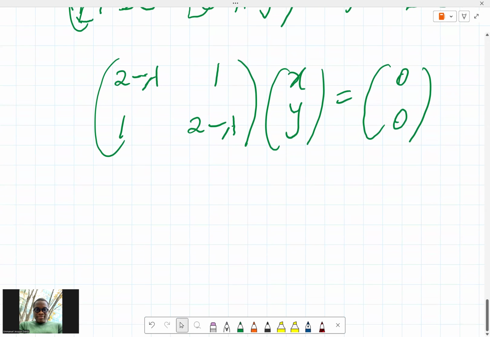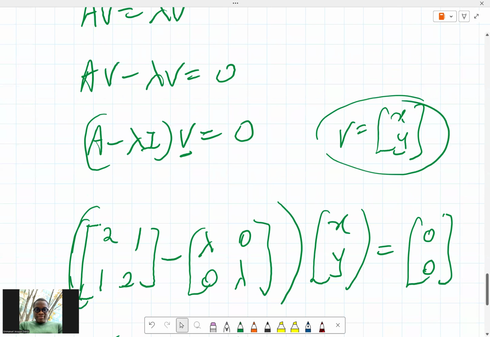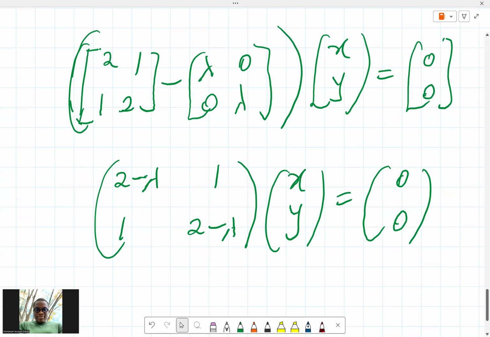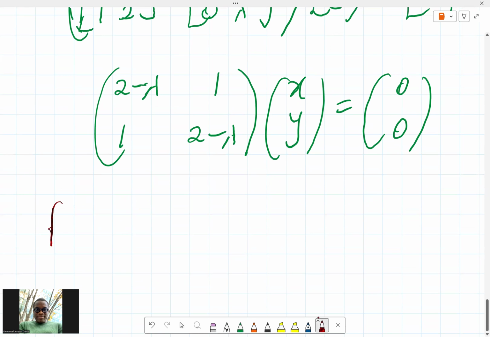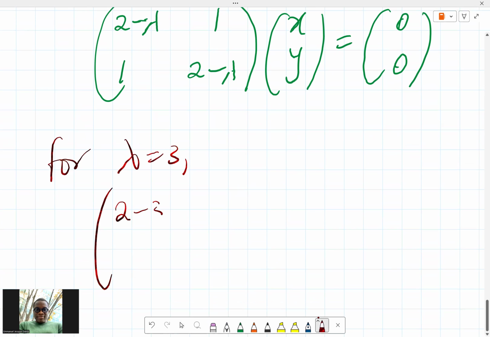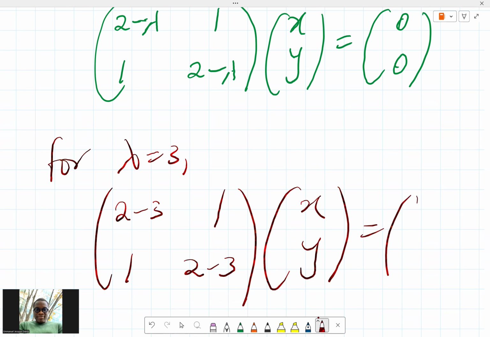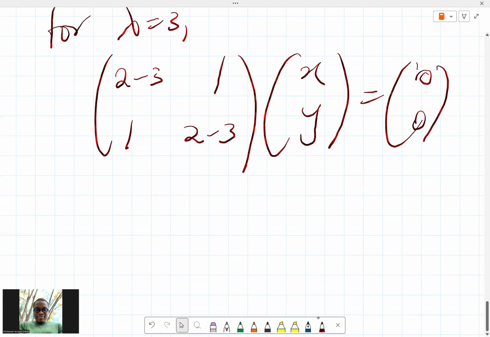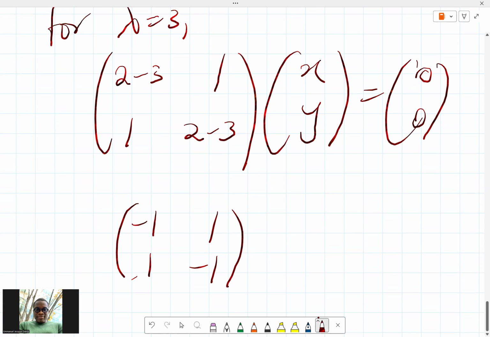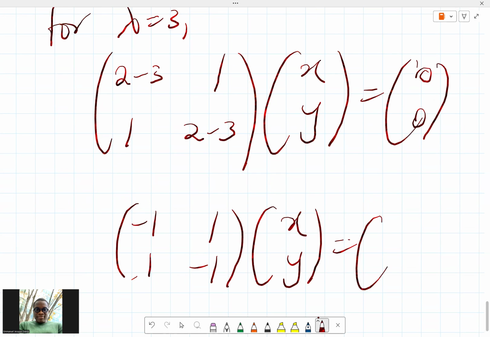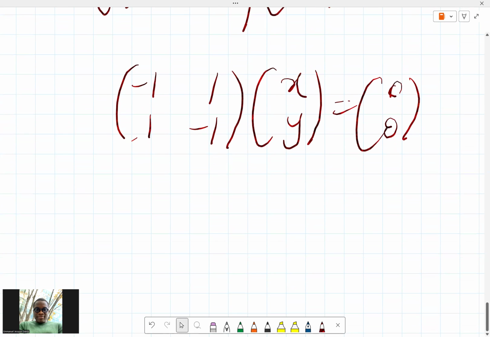So we have to now take the values one after the other. We have two values of lambda. Lambda is 3, lambda is 1. So for lambda equals 3, we have 2 minus 3, 1, 1, 2 minus 3 into x y equals 0, 0. That means we have minus 1, 1, 1, minus 1 into x comma y, and that is equal to 0, 0.